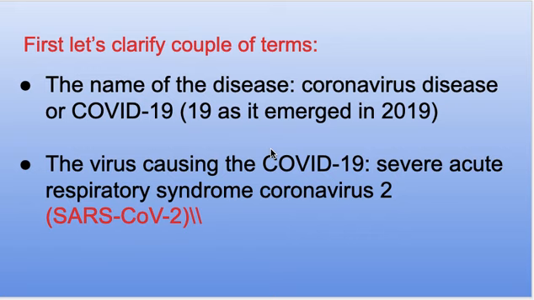To help you better understand, I'll start off by differentiating between two terms. The first one, COVID-19 or coronavirus disease, is the name of the disease that is spreading across the world right now, while severe acute respiratory syndrome coronavirus 2 is the name of the virus responsible for causing coronavirus disease, or COVID-19.